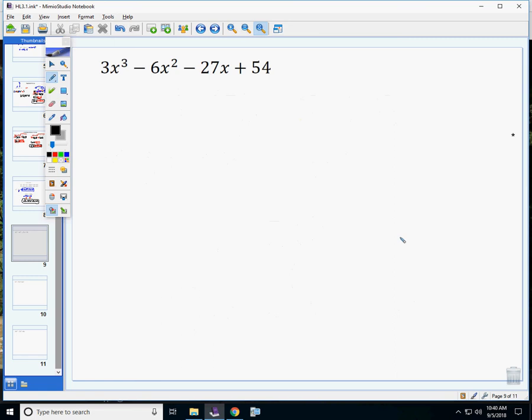Alright, here we have 3x cubed minus 6x squared minus 27x plus 54. Again, we need to do factoring by grouping, or at least try it. Group the first two together, group the last two together. Out of the first set, you take a 3x squared. You're left with x minus 2. Out of the second set, you take a negative 27. And you're left with x minus 2.